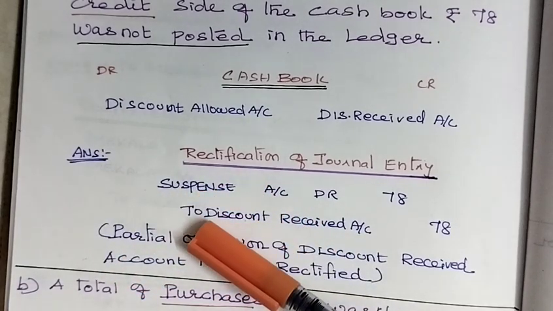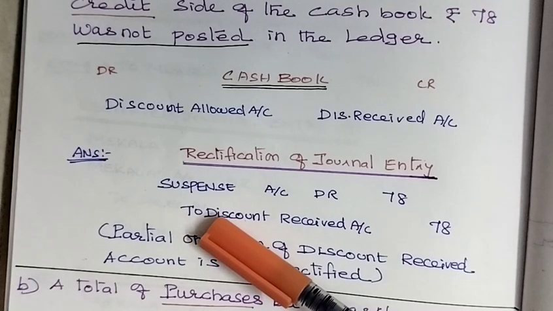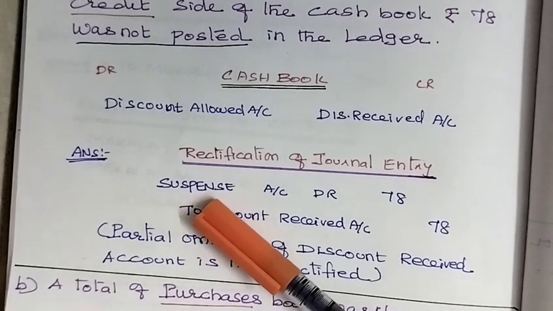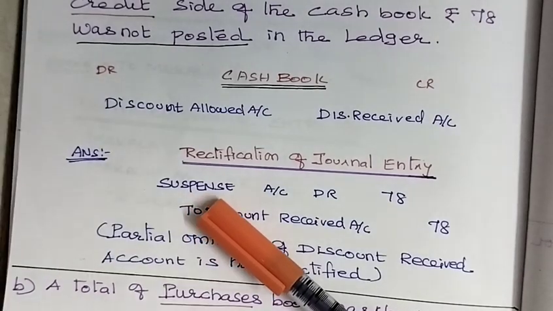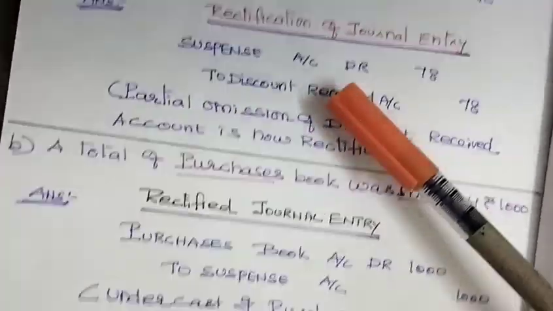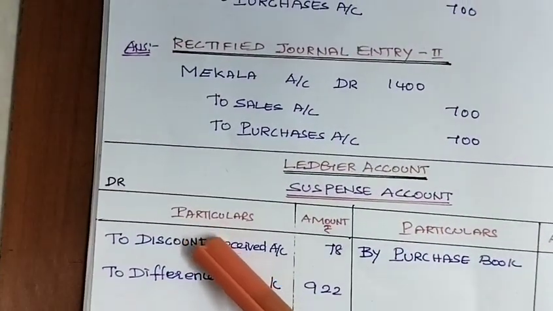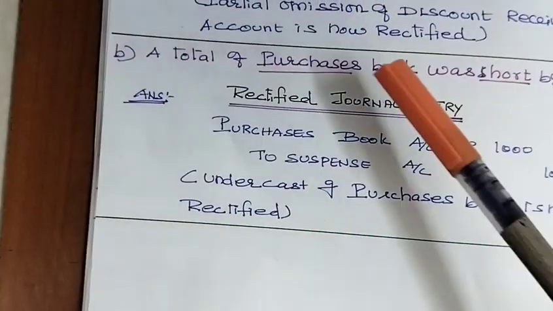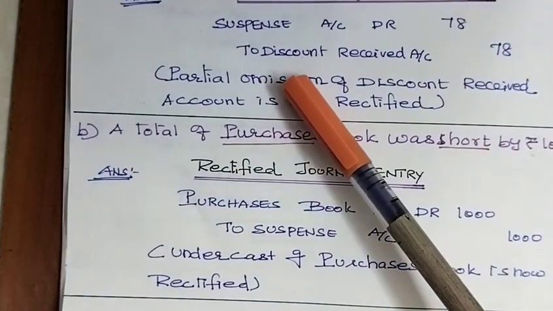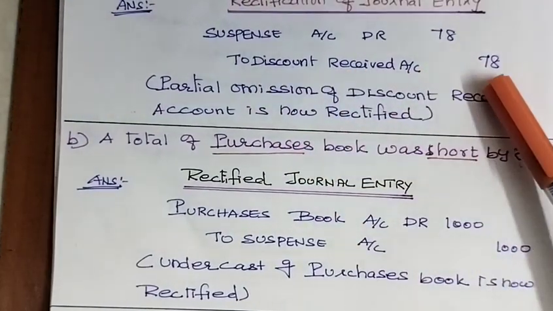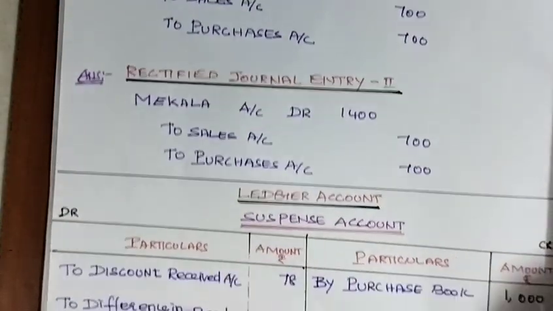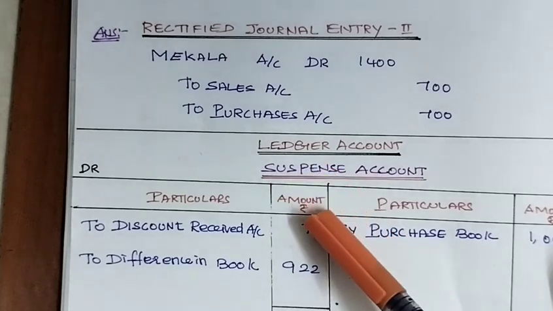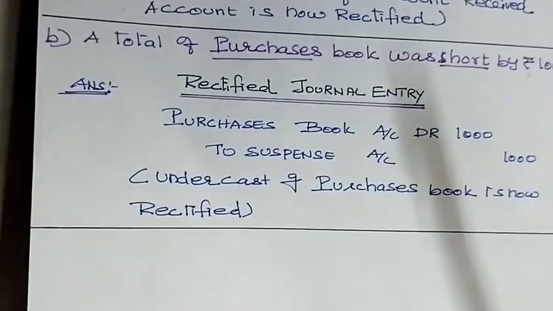What is the opposite account from the suspense account? Discount received account. So where is the suspense account? Suspense account is on the debit side. We go to the debit side and enter the opposite account from the suspense account. Which is the opposite account? Discount received account, 78 rupees. So we enter discount received account on the debit side, 78 rupees, in the amount column. We entered it.